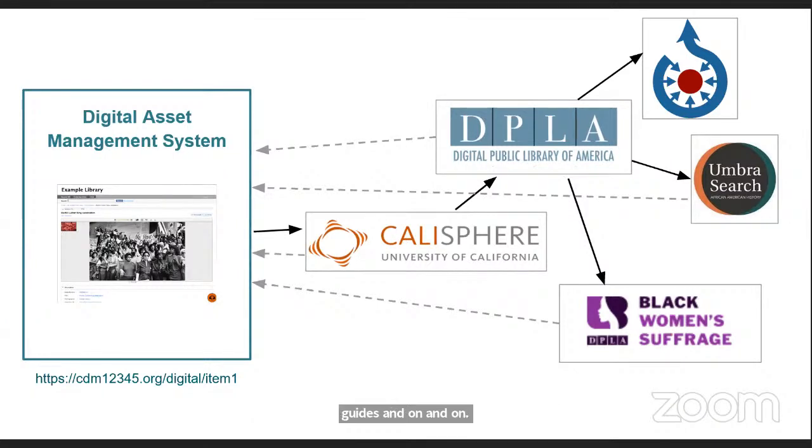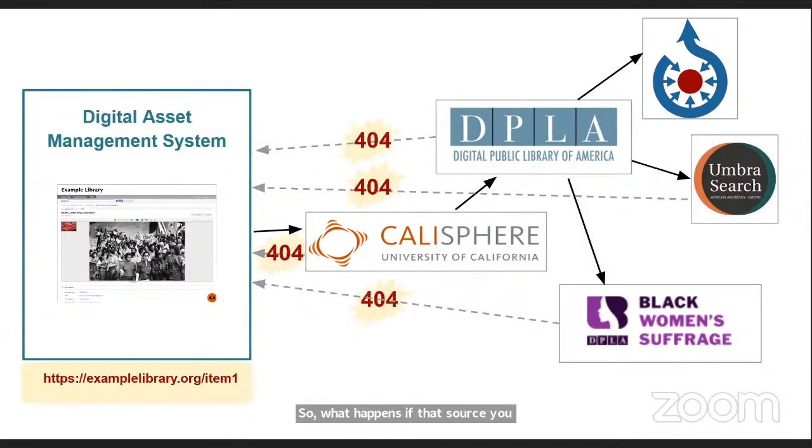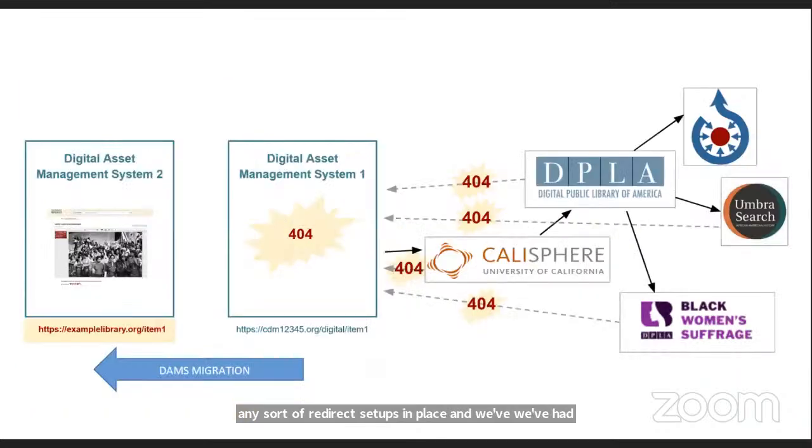So what happens if that source URL is not stable? What happens is 404 page not found madness, and the original URLs no longer work or resolve to anything. Here's an example where there might be a simple domain name change or update to the URL scheme in the DAMS without any sort of redirect setups in place. And we've had this happen before. Another example, and you're hearing about these migration scenarios, is where content's migrated from one DAMS to another without factoring in redirection strategies or persistent URLs.